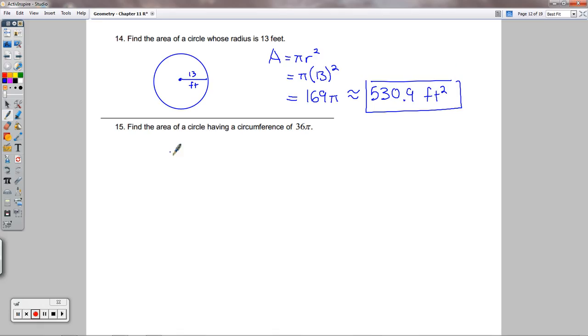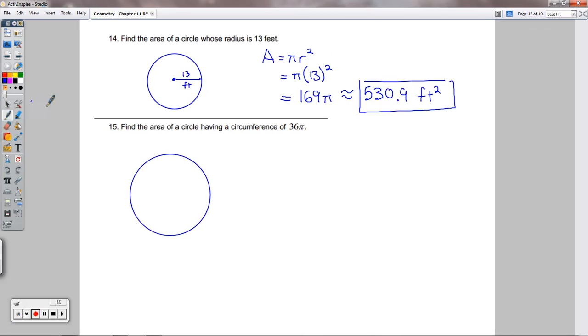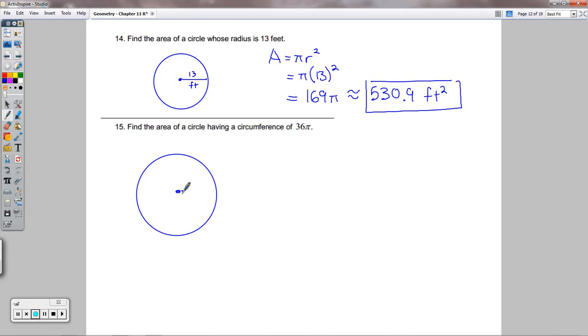Then find the area of a circle having a circumference of 36 pi. So let's see how that one is different. I'll draw a little bigger circle on this one. I don't know the radius on this one, but I know that the circumference is 36 pi. A formula you need to know is that circumference is the same thing as 2 times pi times the radius. So if that's true, and the circumference also equals 36 pi, I can solve for r from there. I can divide both sides here by 2 pi. Pi's cancel, the 2's cancel here. This would reduce down to 18. So I would have r equals 18.